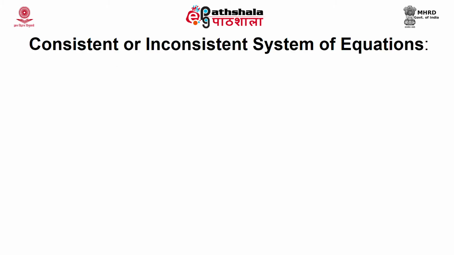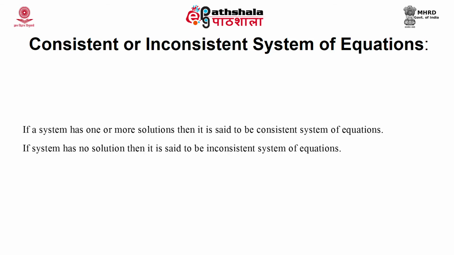Now, consistent or inconsistent system of equations. If a system has one or more solutions, then it is said to be a consistent system of equations. So if a system has a solution, then it will be a consistent system. If a system has no solution, then it is said to be an inconsistent system of equations.